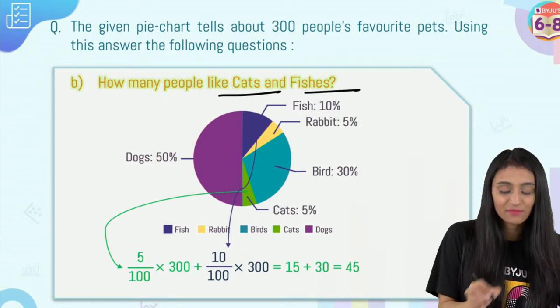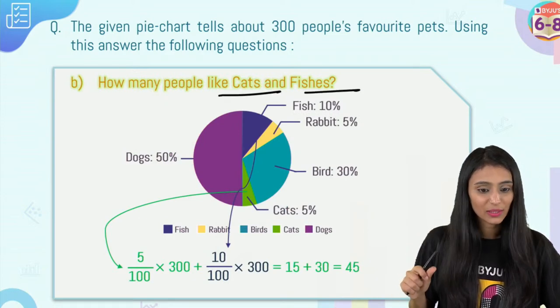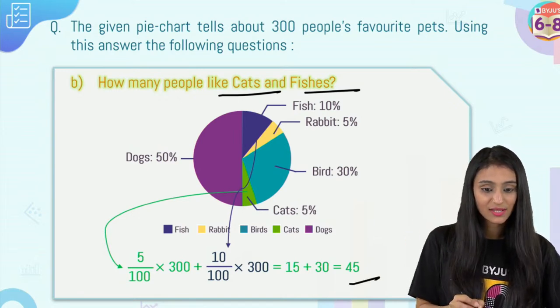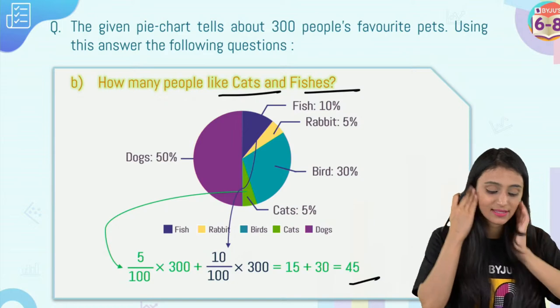How many people like cats and fishes? For both of them, we are going to calculate. Yes, Vrinda says cats and fishes is going to be 45. Yes, your answer is correct. But how are we actually arriving at this answer?